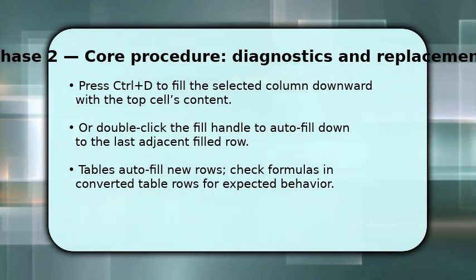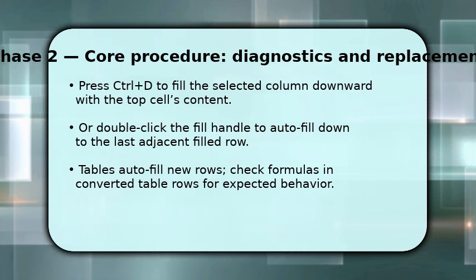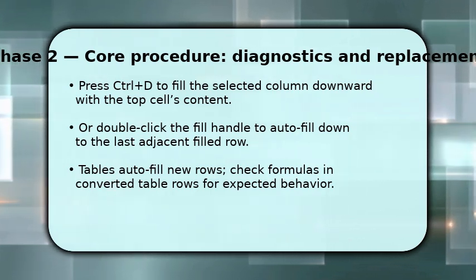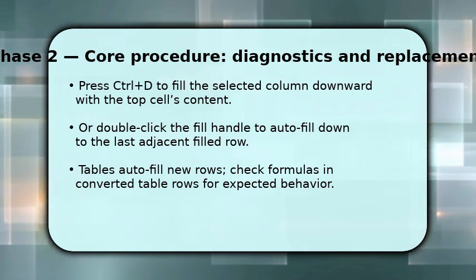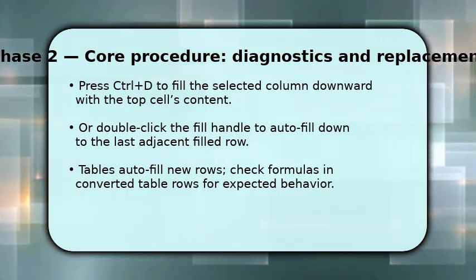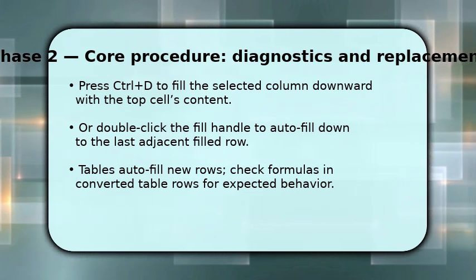Alternatively, move the cursor to the fill handle and double-click it to autofill to the last contiguous row. Excel uses adjacent data to stop. If your range is a table, enter the formula once and Excel will auto-propagate to new rows.